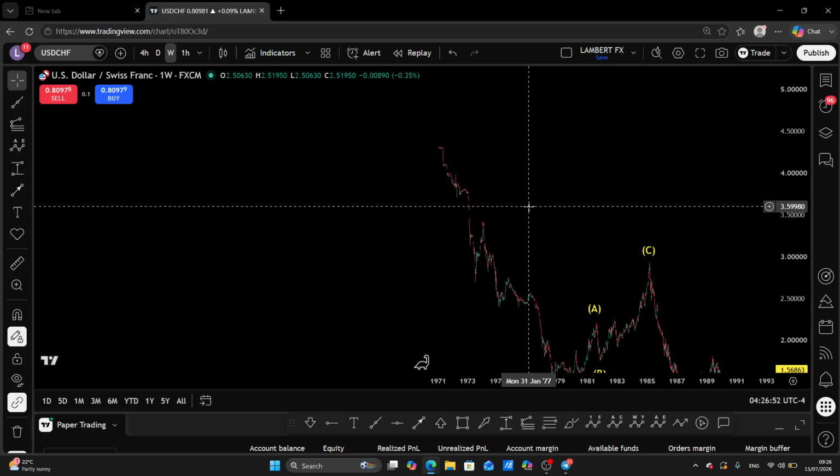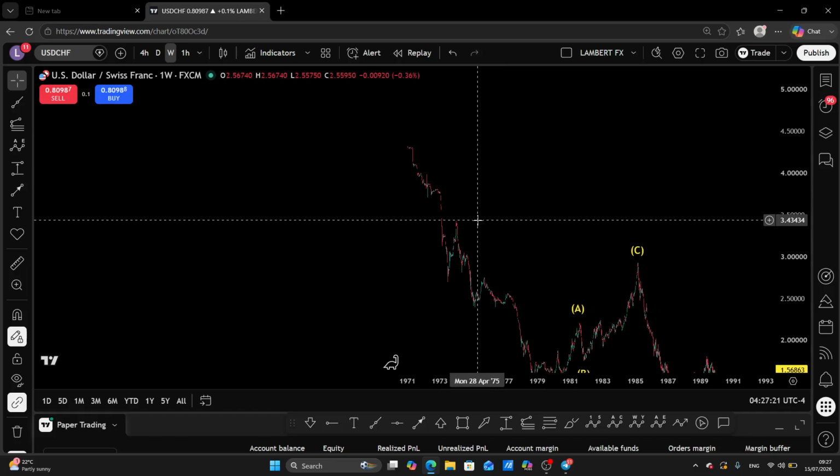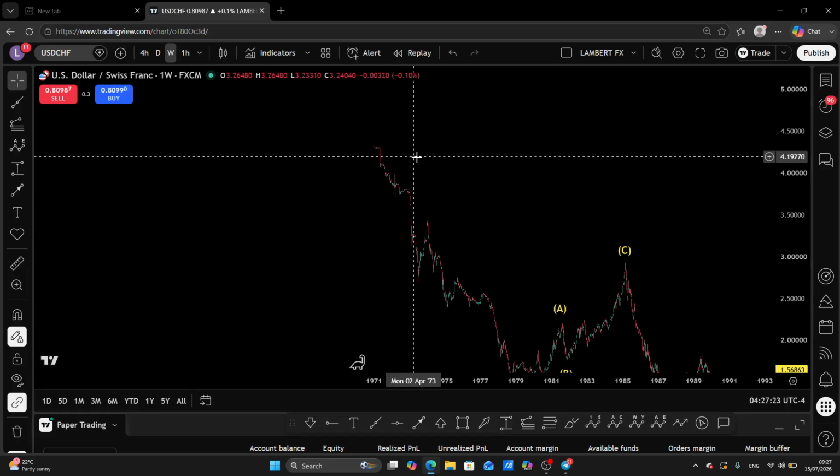Today is the 15th of July 2026, and we're looking at the USDCHF. So this is a top-down analysis using the Elliott Wave principle to look at where we are at in this cross pair. Okay, so what we'll do is on the weekly time frame of the USDCHF, we'll go straight to the top of the chart.